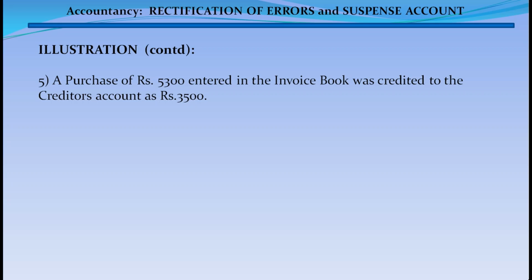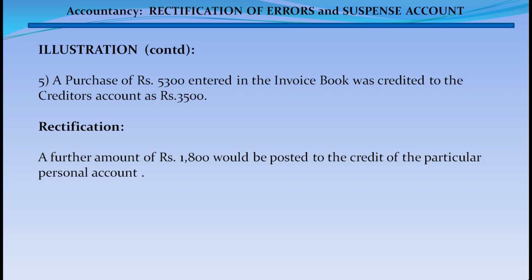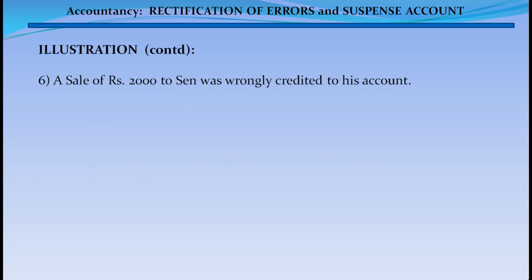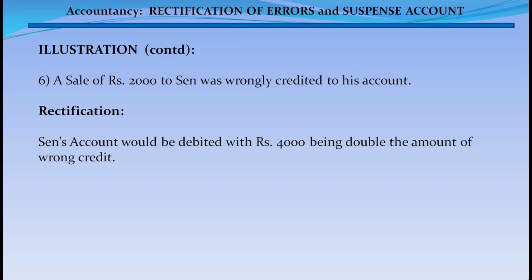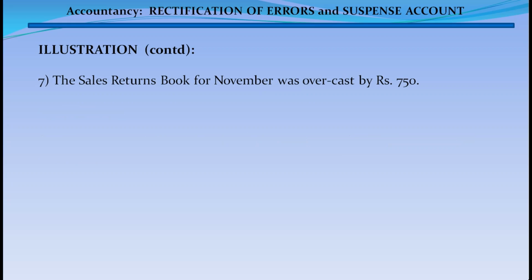5. A purchase of 5,300 entered in the invoice book was credited to the creditor's account as 3,500. Rectification. A further amount of 1,800 would be posted to the credit of the particular personal account. 6. A sale of 2,000 rupees to Sen was wrongly credited to his account. Rectification. Sen's account would be debited with 4,000, being double the amount of the wrong credit.